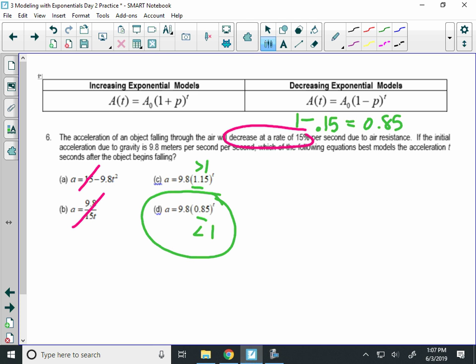We have a review coming up next. If you're having trouble with percent increase and decrease, ask your teacher for some extra help.